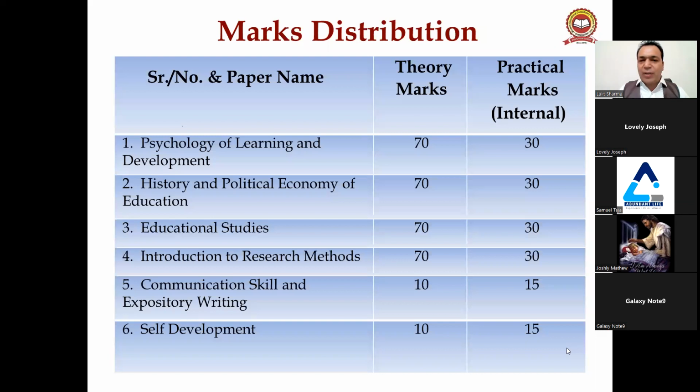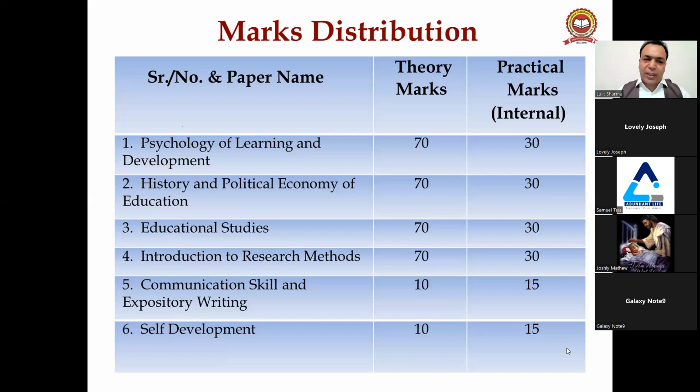Psychology of Learning and Development, the first paper, is 70 marks theory and 30 marks practical, right? Each paper carries 100 marks, divided into theory as well as practical, 70 theory and 30 practical. Paper 1 is the same, second is the same, 70 theory, 30 practical. Third is Educational Study, again 70 theory, 30 practical. The fourth theory paper, Introduction to Research Method, is again 70 theory and 30 practical, right, guys?